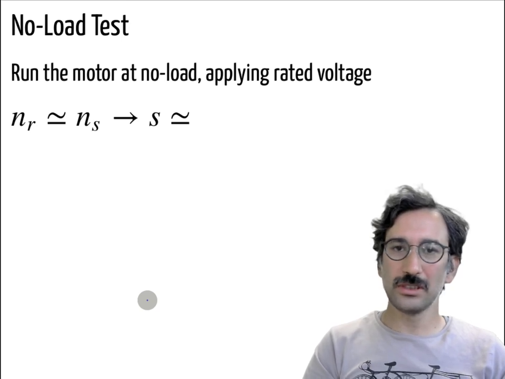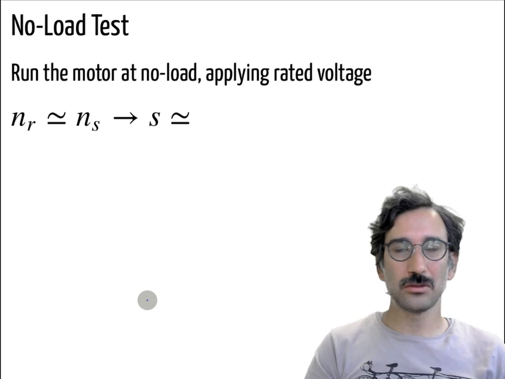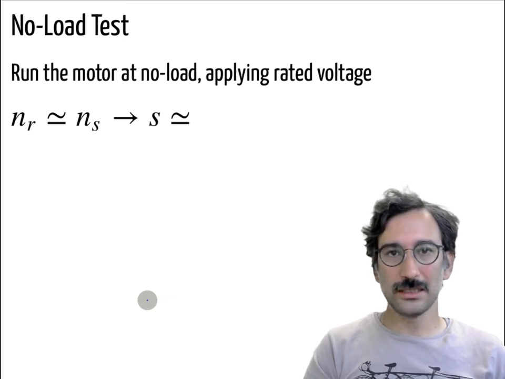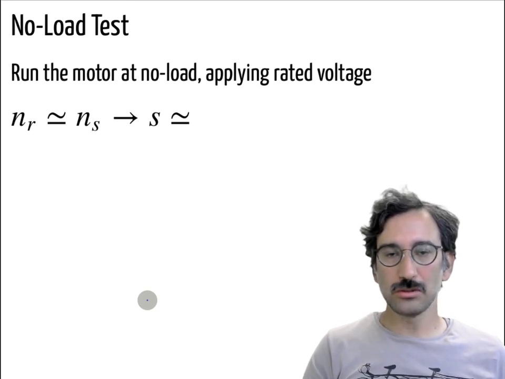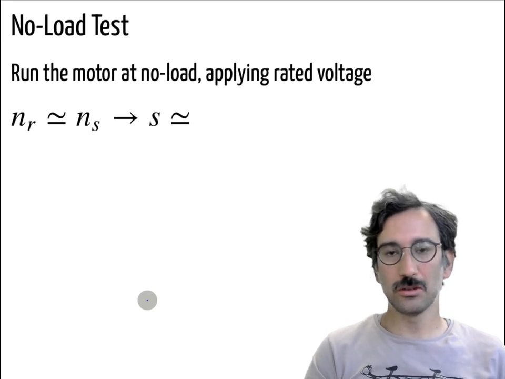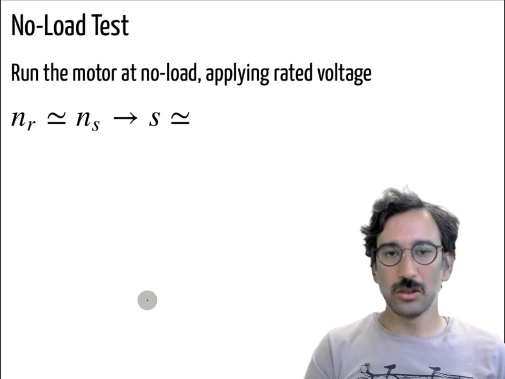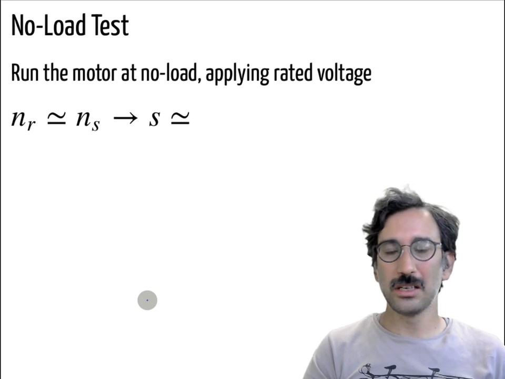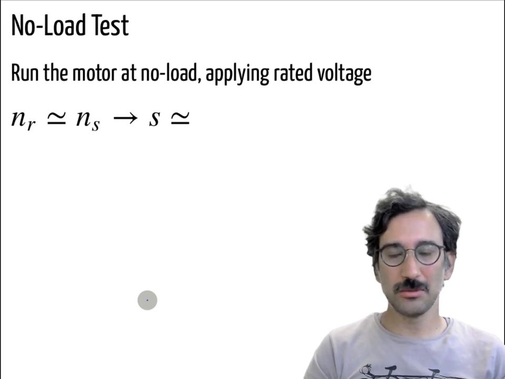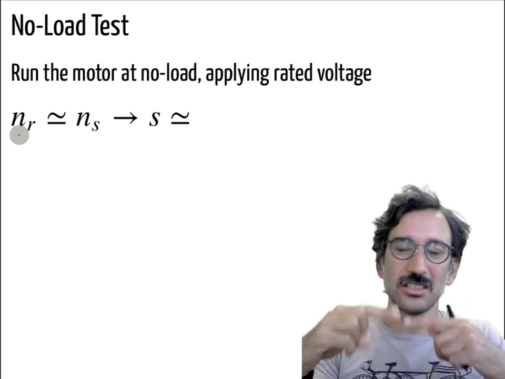Okay, so the next test we need to apply to get the remaining circuit parameters is the no load test. It is like the open circuit test in a transformer. You just disconnect all the mechanical loads from the induction machine, and you let it run at no load. If there is no mechanical torque, yes, we have some friction, but it can be negligible. So the rotor speed increases, as the machine just generates some torque.